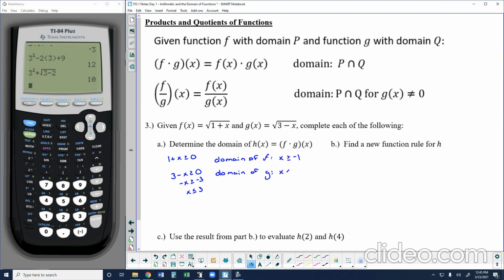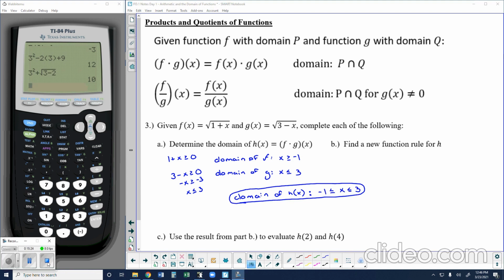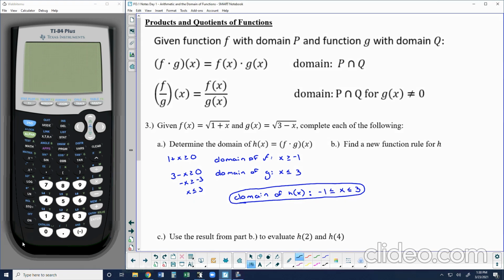So our domain for our new function, the domain for h of x, is going to be where these two functions overlap. And these two functions overlap from -1, including -1, to 3, and including 3. So the domain of h of x is going to be from -1 to 3, including both of those values, as we are combining the two functions.